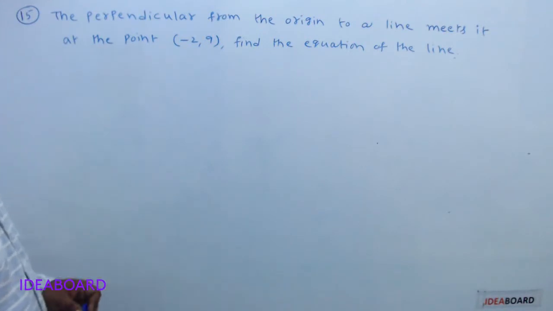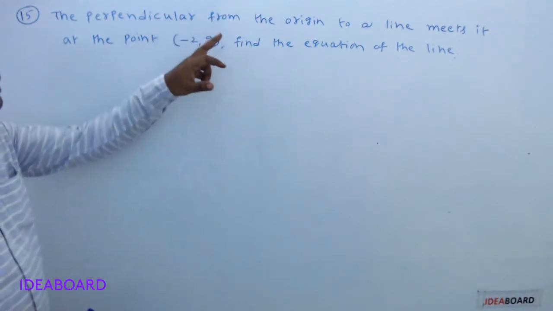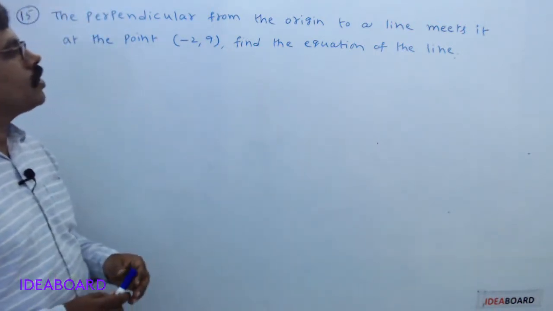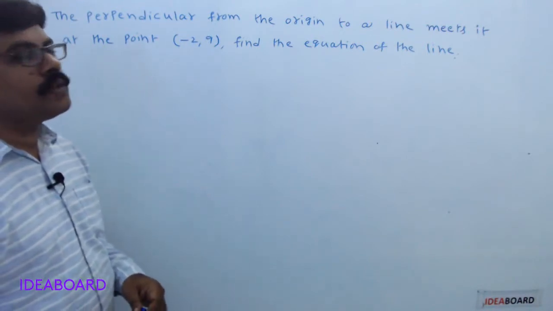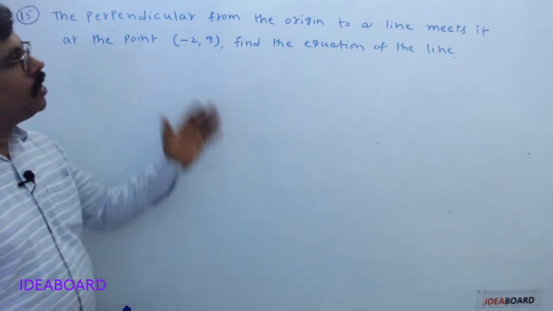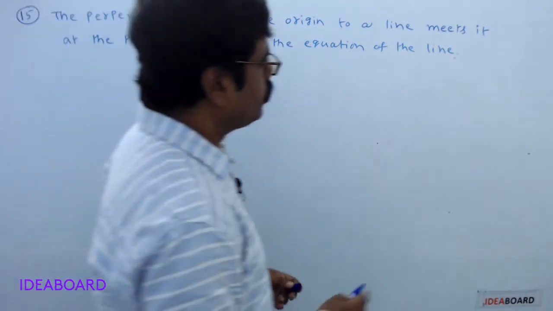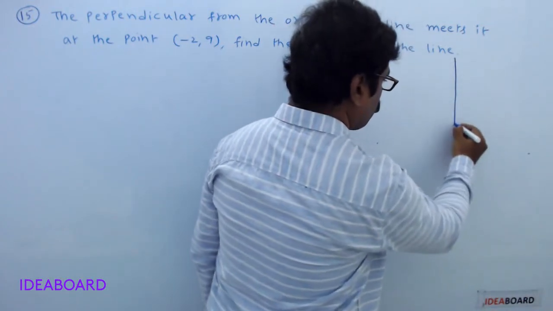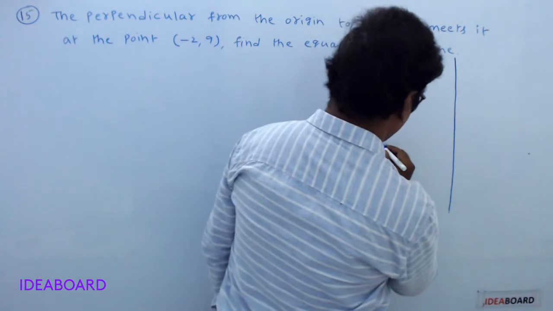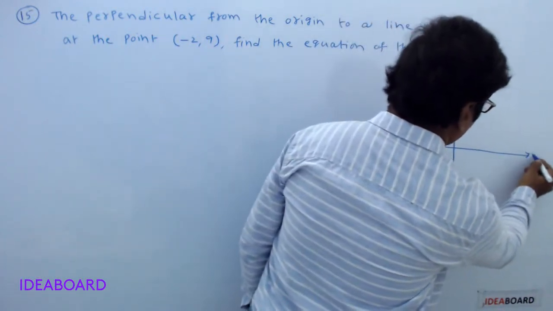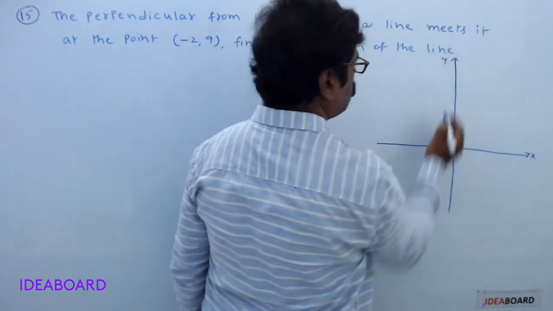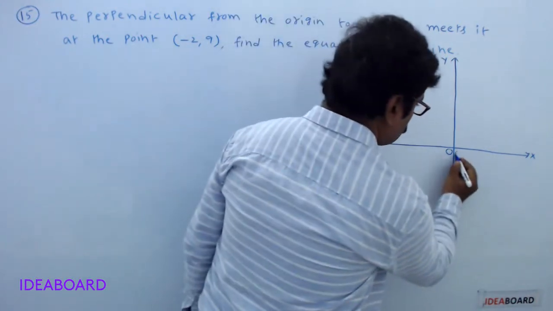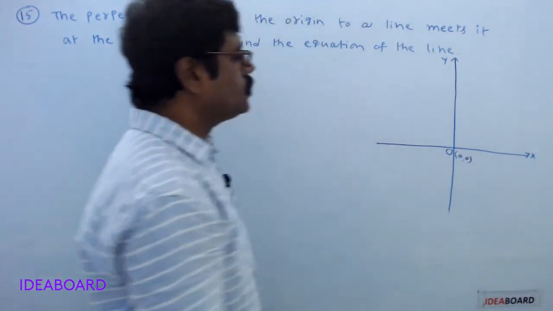Now come to the next question. The perpendicular from the origin to a line meets it at the point minus 2, 9. Find the equation of the line. First draw a rough diagram related to the given data. First draw the coordinate axes. This is the x-axis, this is the y-axis. The point of intersection of the x-axis and y-axis is the origin, so its coordinates are 0, 0.